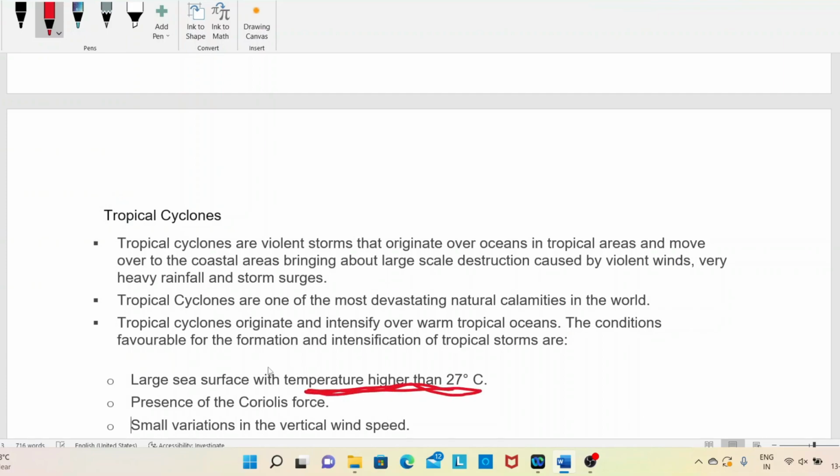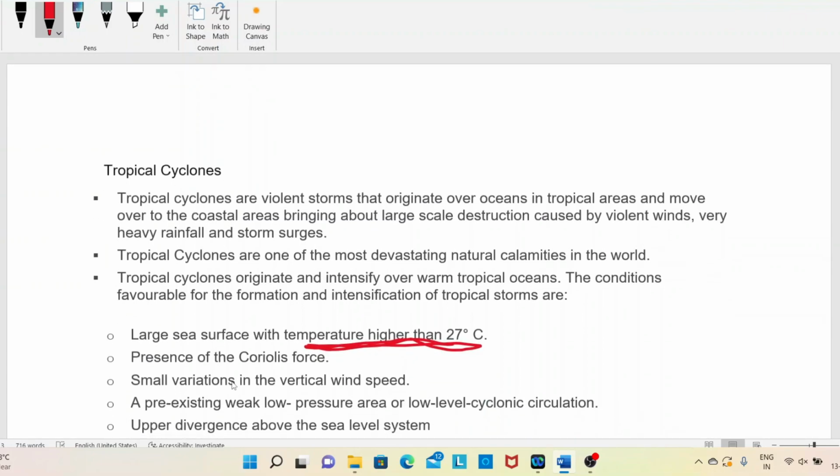Another favorable condition is the presence of Coriolis force.